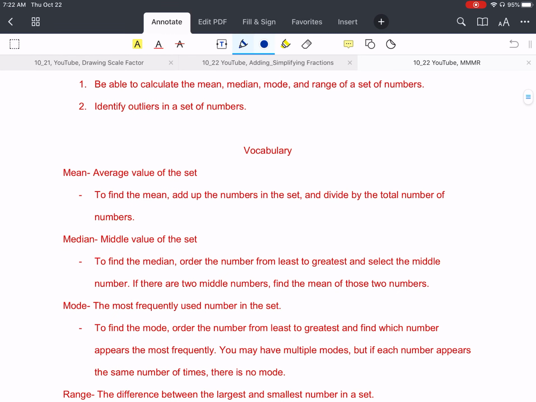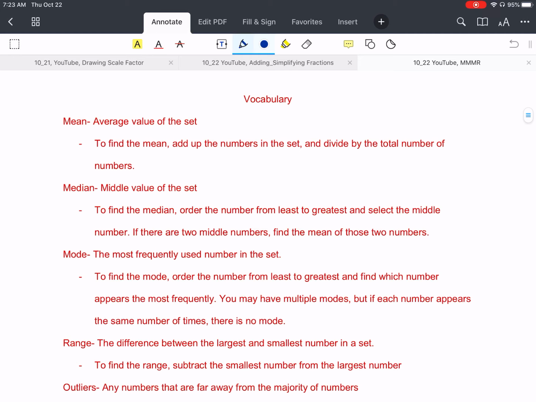The median, that is the middle value of the set. So this is usually similar to the mean, but just a little different. So to find the median, you want to order the numbers from least to greatest, and then you select the middle number. If there are 2 middle numbers, then you're going to find the average of those 2 numbers.